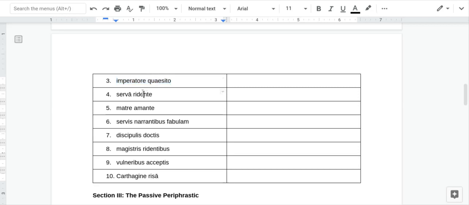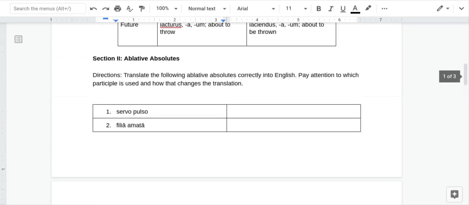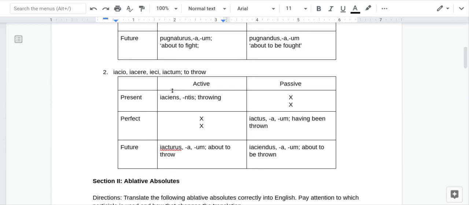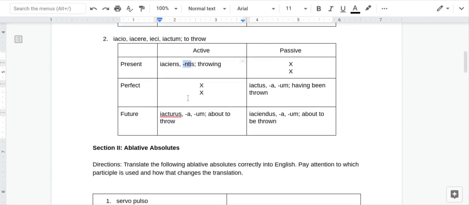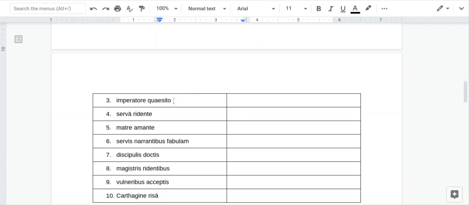And then I switched here to the nt participle, the present participle, with the servant laughing. All right, so it's a different participle. You got the present participle being used here in the ablative case. Third declension, present participles use third declension endings. So with the servant laughing, with the mother loving.